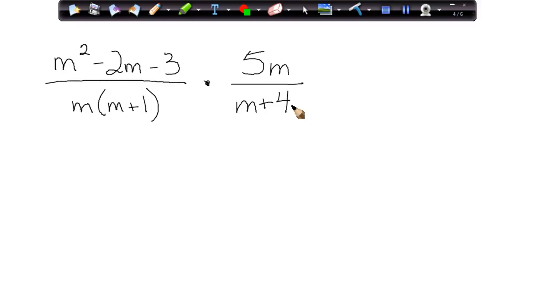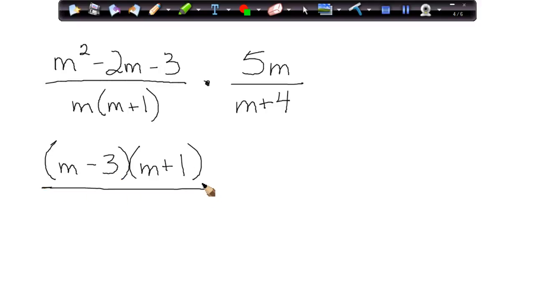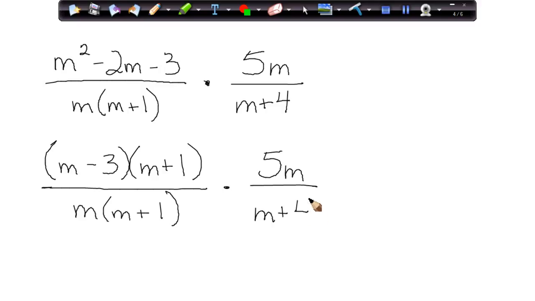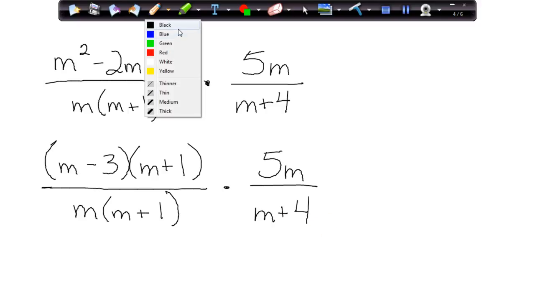Now, after you do that, now that we've turned it into a multiplication problem, try to factor everything that you can. So we'll factor this numerator right here into m minus 3 and m plus 1. And the bottom is conveniently factored for us already. And then times 5m over m plus 4.